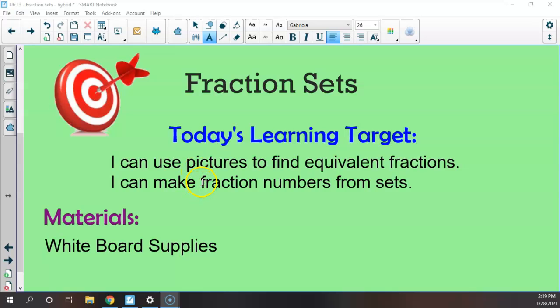Today we're going to be learning about fraction sets. So today's learning targets are: I can use pictures to find equivalent fractions. Remember, equivalent means equal. We learned about that yesterday. And the second learning target is I can make fraction numbers from sets. So you will need a whiteboard and dry erase marker or paper and pencil.